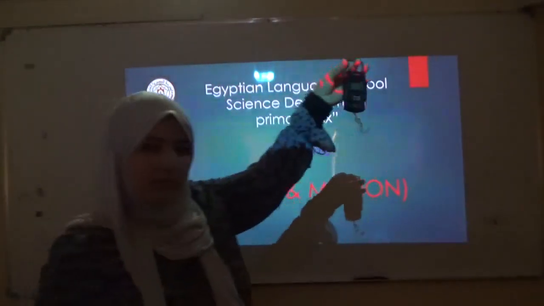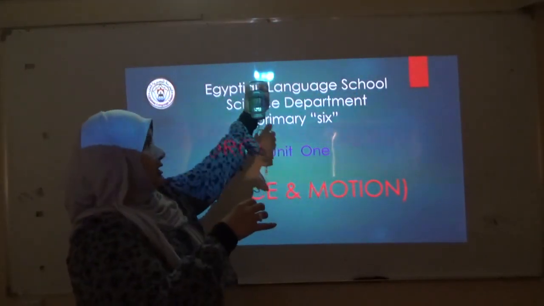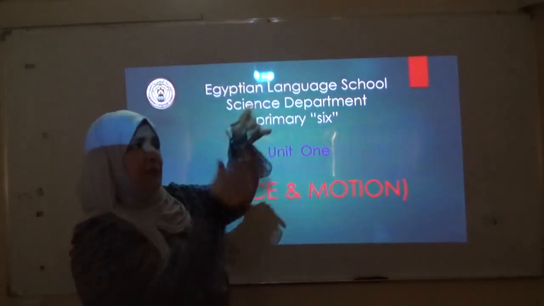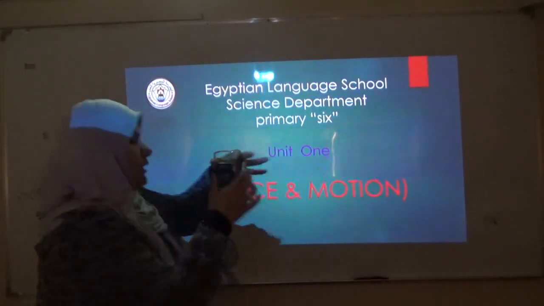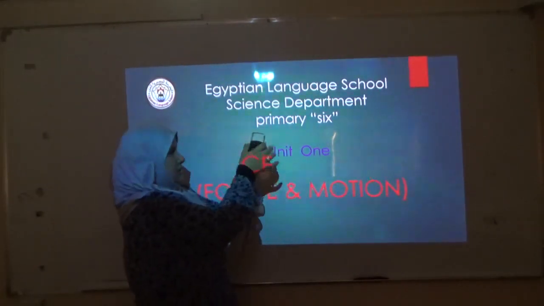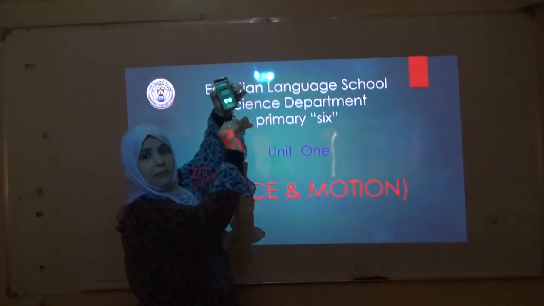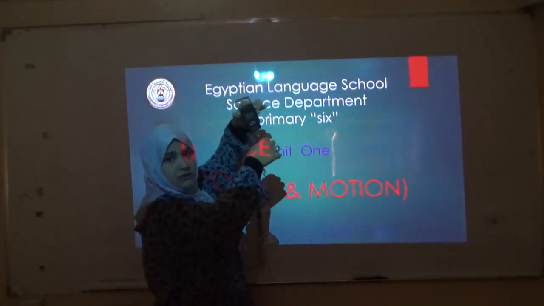If you see this device, what can we say about the name of this device? This device is a spring scale that we talked about last time, and we said that the spring scale is a measuring device of weight. And as I mentioned before, this is the top hook, and here we have the bottom hook. At the bottom hook, we can put the object that we want to measure its weight.